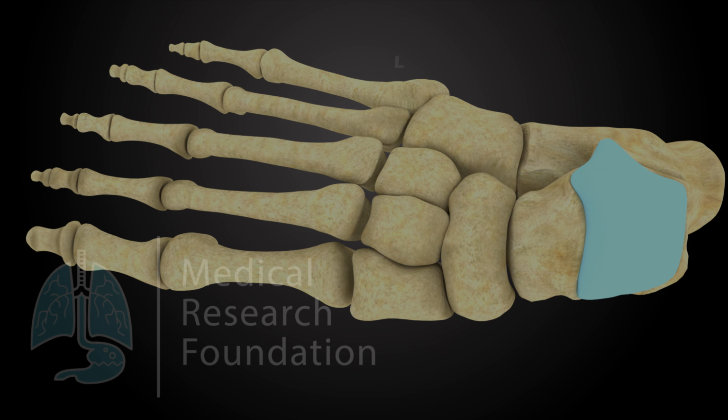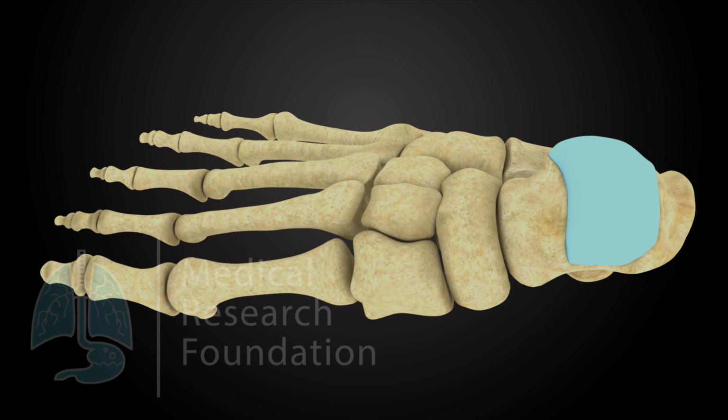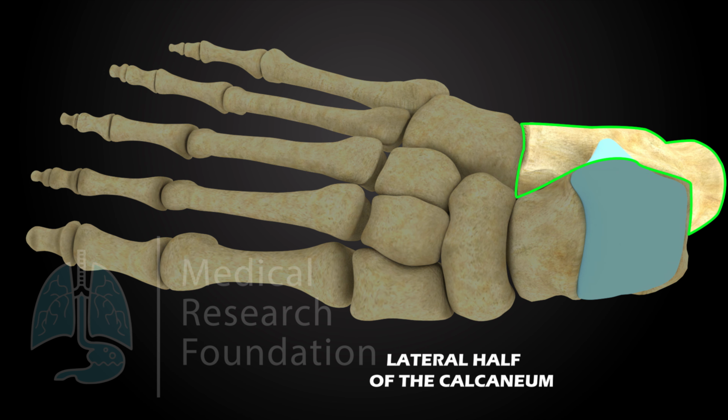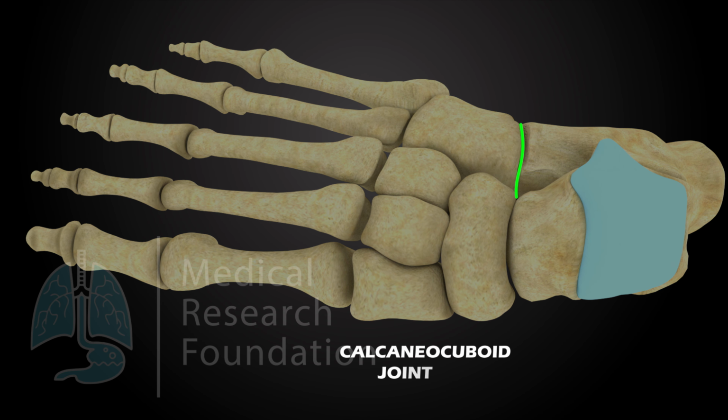Pillars. The anterior pillar is long and weak. It is formed by the cuboid bone and by the fourth and fifth metatarsals. The posterior pillar is short and strong. It is formed by the lateral half of the calcaneum. Main joint. The main joint of the arch is the calcaneo-cuboid joint.